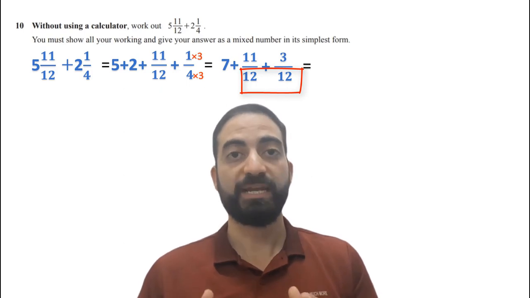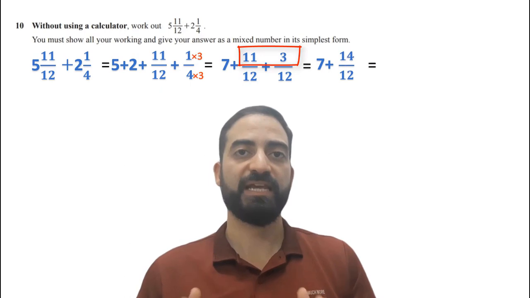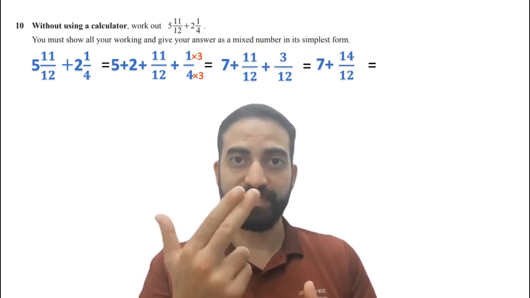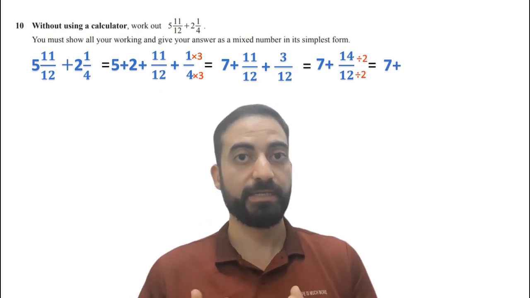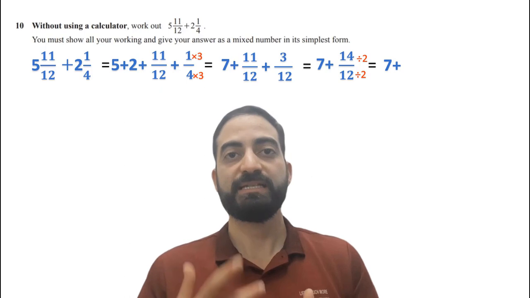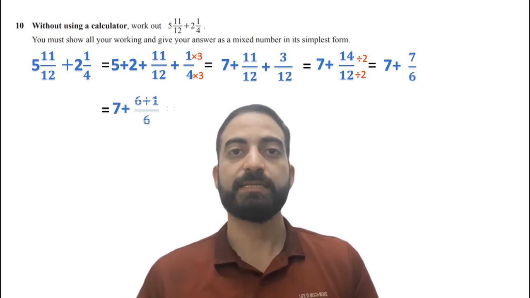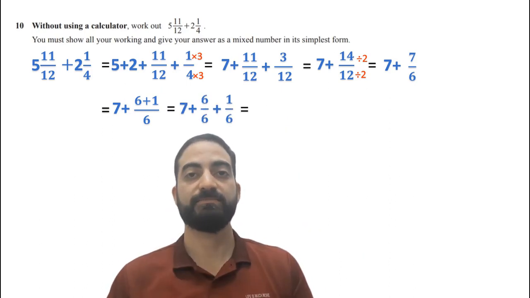Now, we can add the numerators, so we get 14. And as we see, we can simplify because 14 and 12 are divisible by 2. And when simplifying, we get 7 plus 7 over 6, which is the same as 8, 1 over 6.